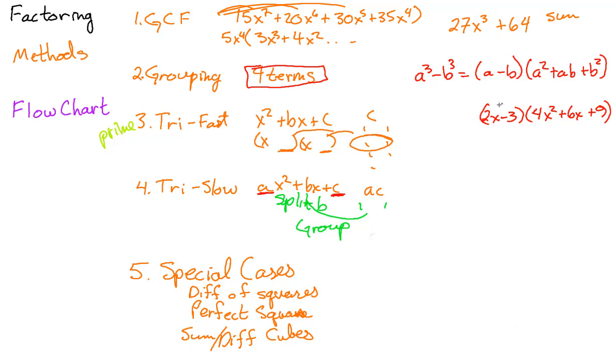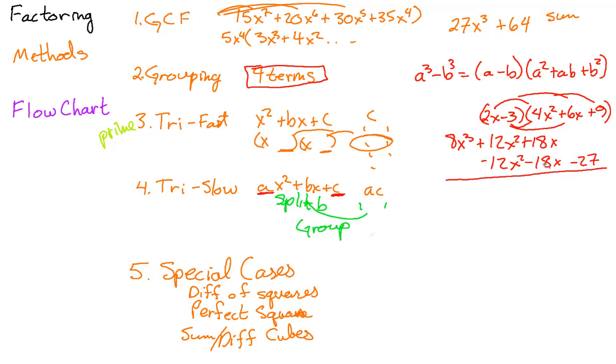Let's see what happens when we multiply this out. The 2x goes through, and we have 8x cubed plus 12x squared plus 18x. Okay. Now when the negative 3 goes through, we get a negative 12x squared, a negative 18x, and then minus 27. And notice what happens. All of these middle terms cancel out, and we're left with 8x cubed minus 27.